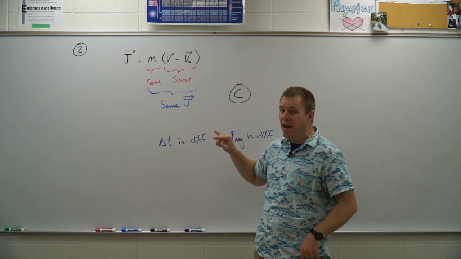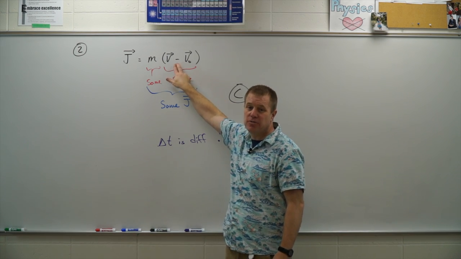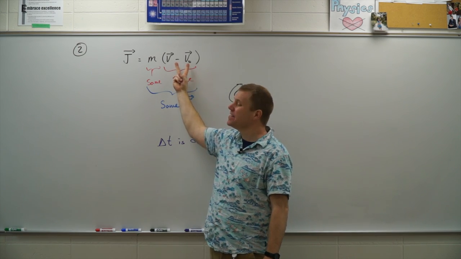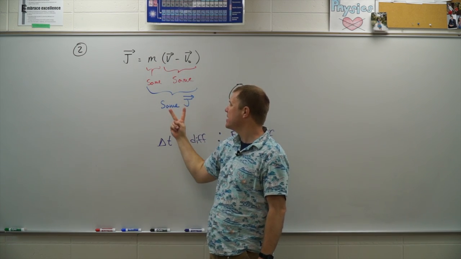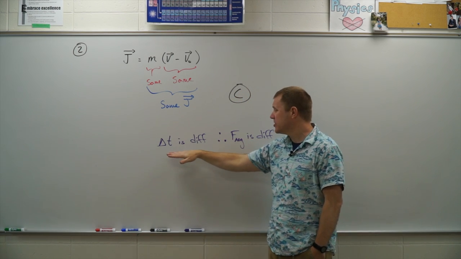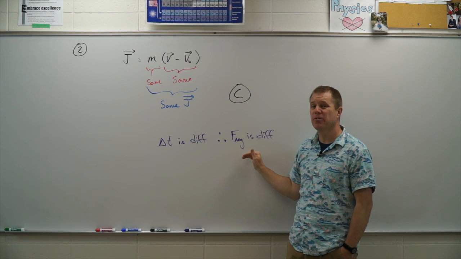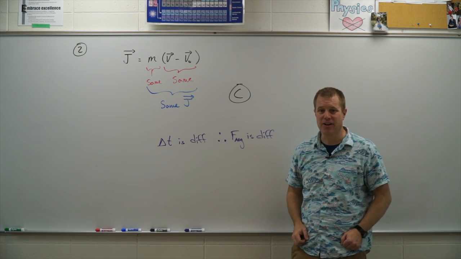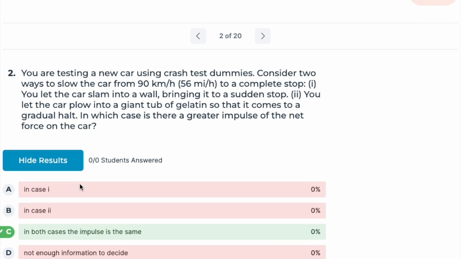All right, so both objects are experiencing the same change in velocity. They're both going from moving to stopped. They have the same mass. Because they're experiencing the same change in velocity with the same mass, they will have the same impulse. Now, what will be different, because their times are different, they're going to experience different forces, but overall the impulse will be the same. So C is the correct answer there. Yes, impulse is the same for both of them. C.